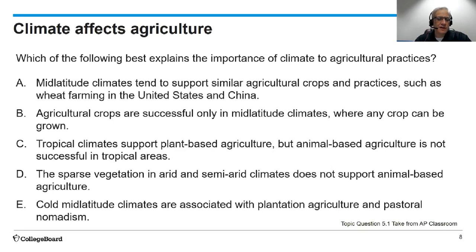The answer is A. Mid-latitude climates tend to support similar agricultural crops and practices, such as wheat farming in the United States and China.